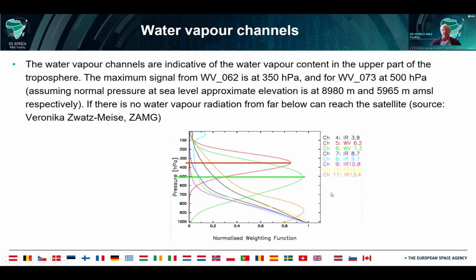And if we also look at channel 6, which is also in the water vapor region, then we see that it's coming from a different pressure level, which can then be transformed into the elevation above the Earth's surface. It can be seen, for example, that the IR 10.8 is basically having its maximum contribution from the Earth's surface. So by utilizing the different spectral channels, we can incorporate also what is happening within the atmosphere.